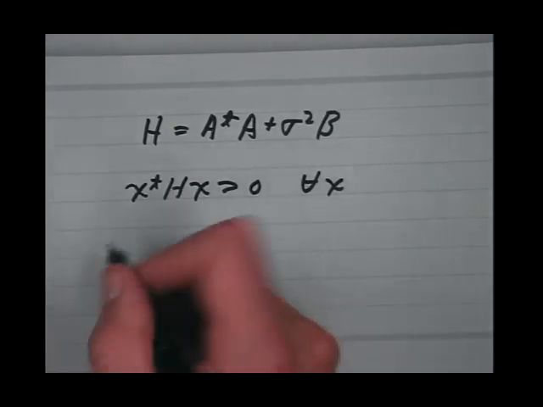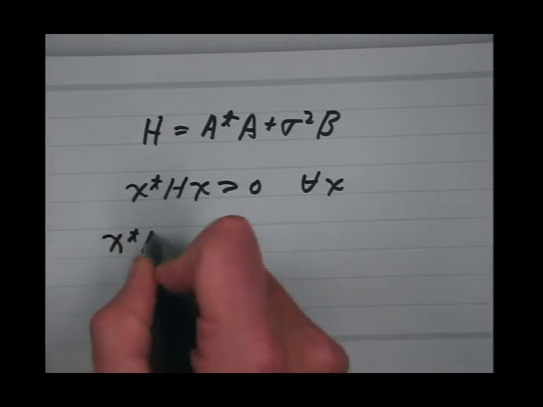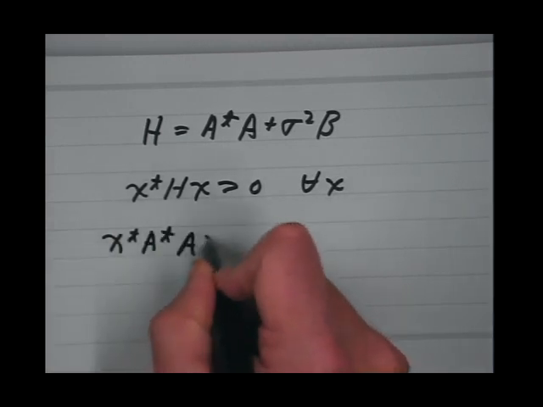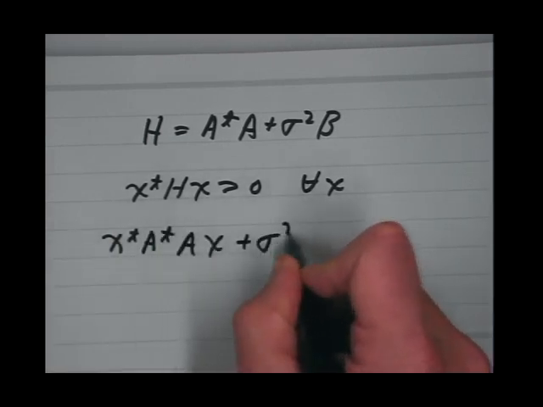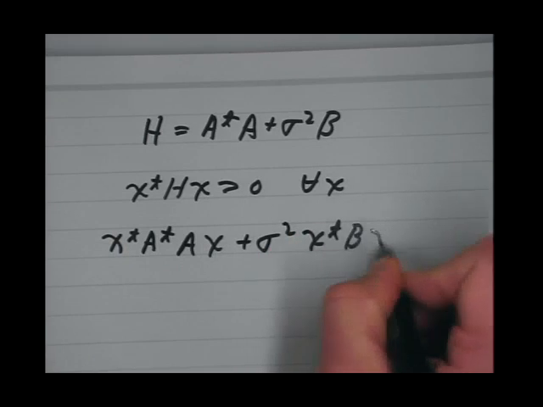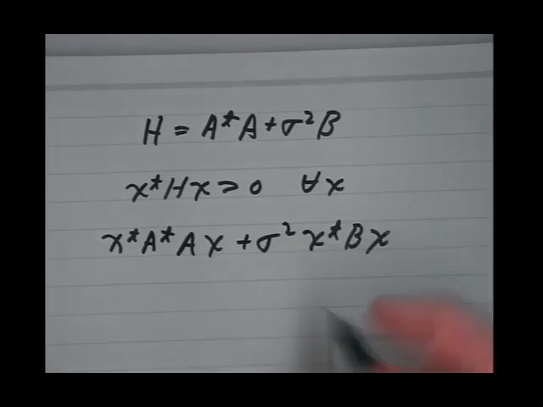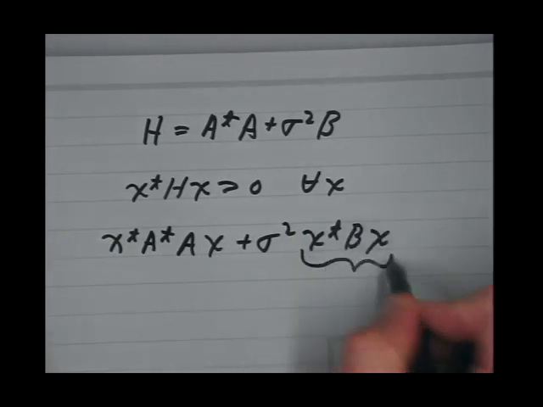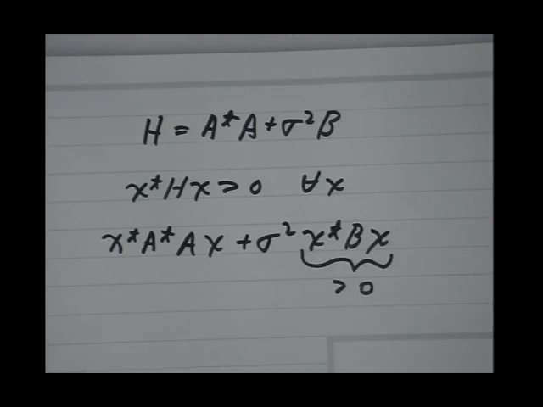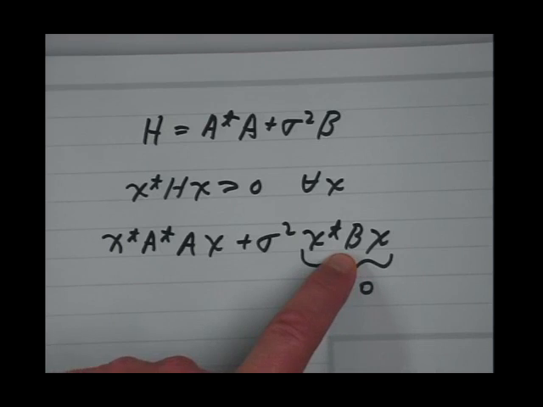So if I multiply this, I get X transpose A transpose AX plus sigma squared X transpose BX, right? Now, this is positive definite, so it's got to be greater than 0. I mean, that's by definition, by assumption. Well, B is the inverse covariance matrix, right? So it's got to be positive definite. So that's got to be true, okay?